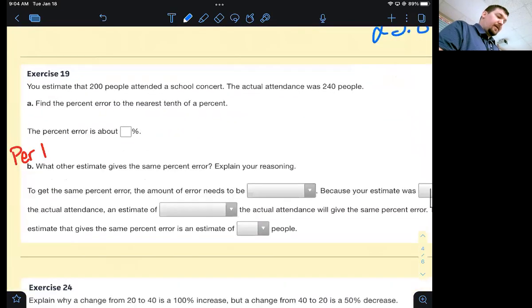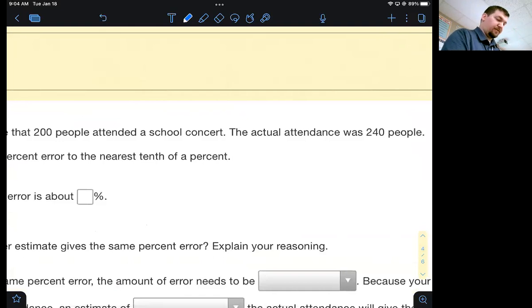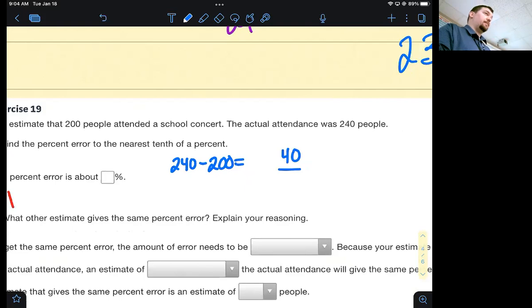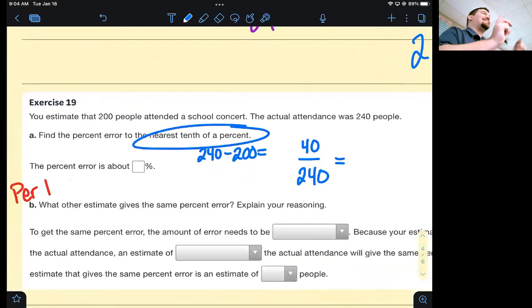Number 19 says you estimate 200 people will attend the school concert. The actual attendance was 240. So you take the difference. How much are we off by? 40. If you don't want to write 240 minus 200 down, you don't have to. But what you do need to write down is that difference is 40 over what was the actual attendance? 240. And I'm going to convert that. It says round to the nearest 1/10 of a percent. That's exactly what we've been doing. It means one decimal place after you already changed it to percent.